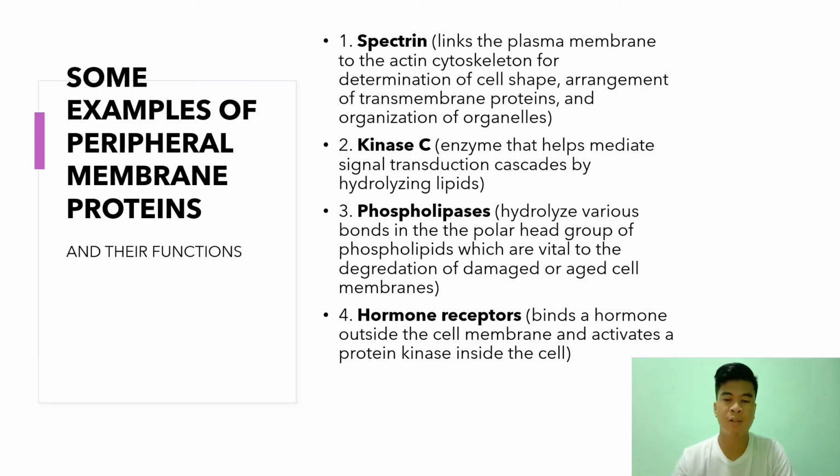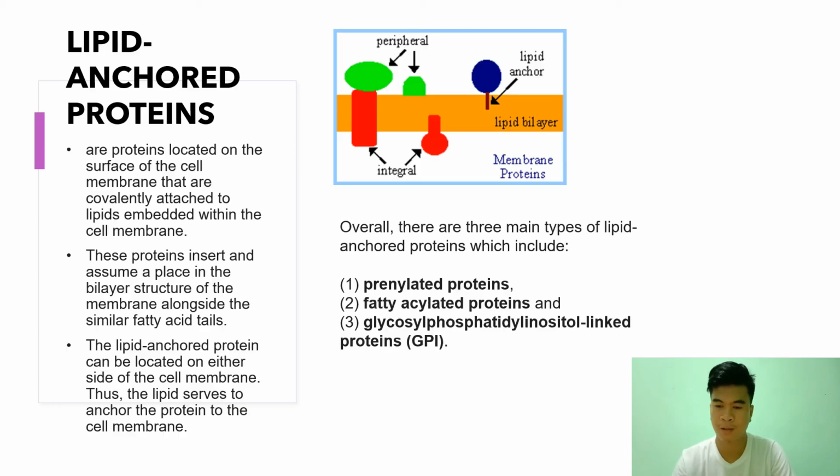And here are some examples of peripheral membrane protein. Number one is spectrin. Number two is kinase C. Number three is phospholipases. And number four is hormone receptors. Then lipid anchored proteins are proteins located on the surface of the cell membrane that are covalently attached to the lipid embedded within the cell membrane.